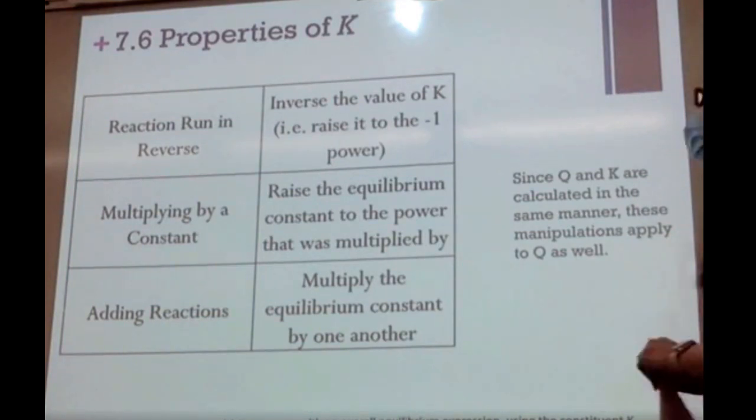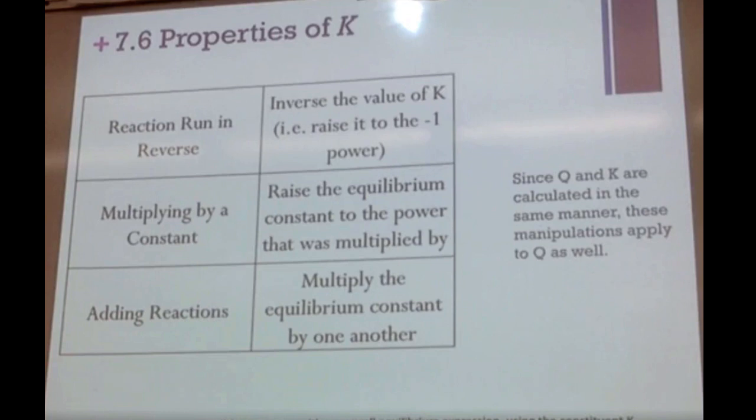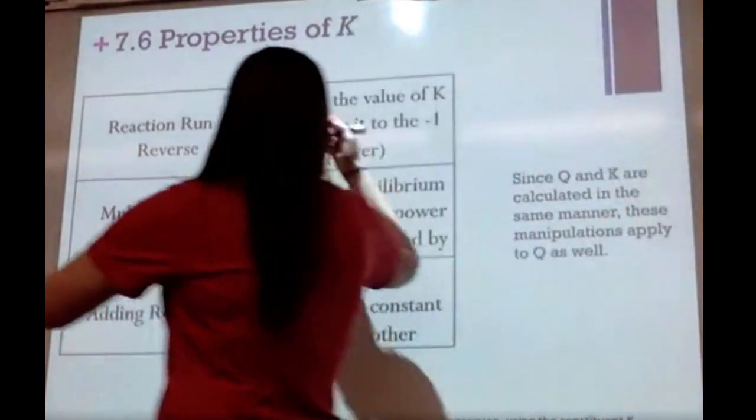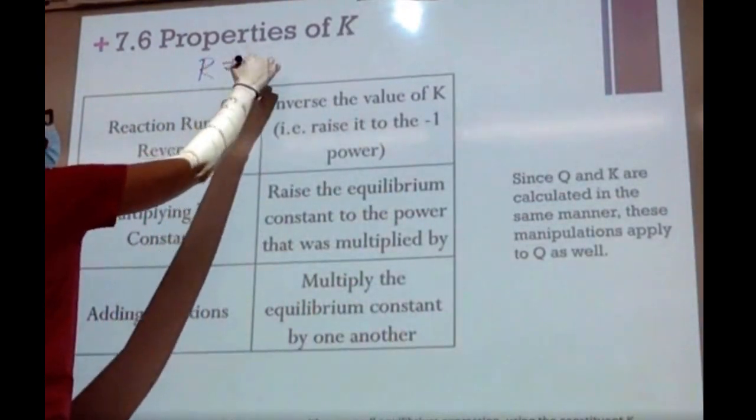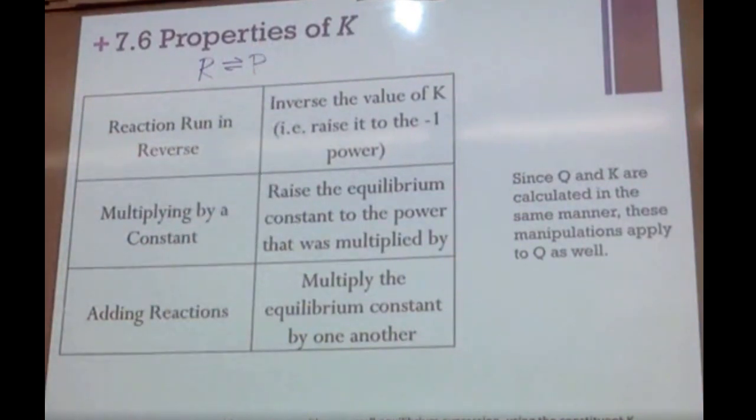Now, topic 6 focuses on properties of the equilibrium constant. So what happens if we flip a reaction? What happens if we multiply a reaction? What happens if we add 2 reactions together? So this is thinking about Hess's law. If we have a reaction, reactants are at equilibrium with products. We have a certain K.